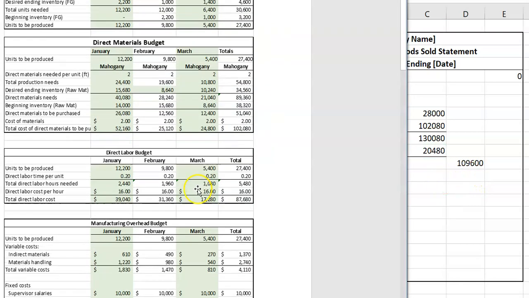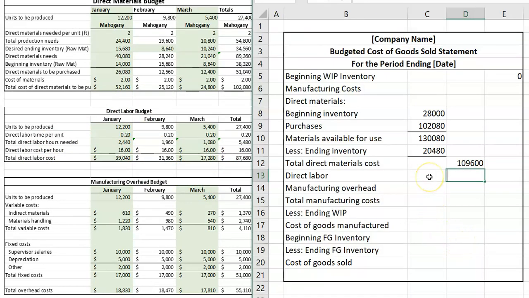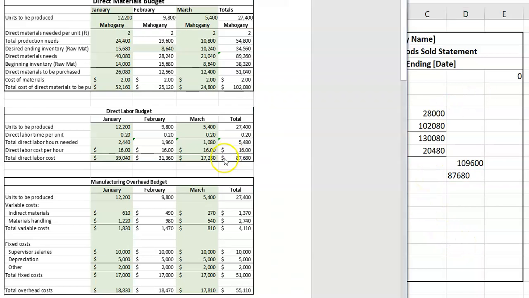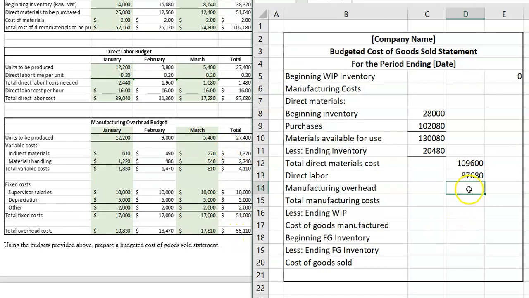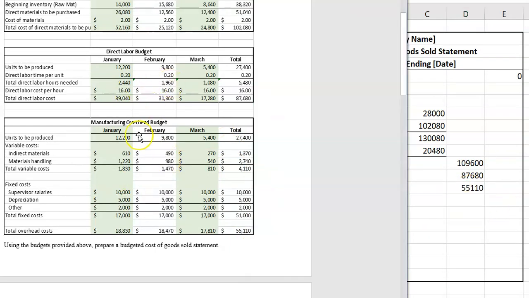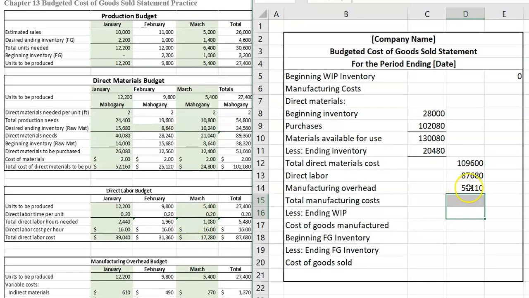Next is our direct labor. We take a look at our budget for direct labor, and we see that during the quarter we expect to spend a total of $87,680. And for overhead, we expect to spend $55,110. That's the whole reason those statements were there. Now we can ignore them for the rest of the problem.